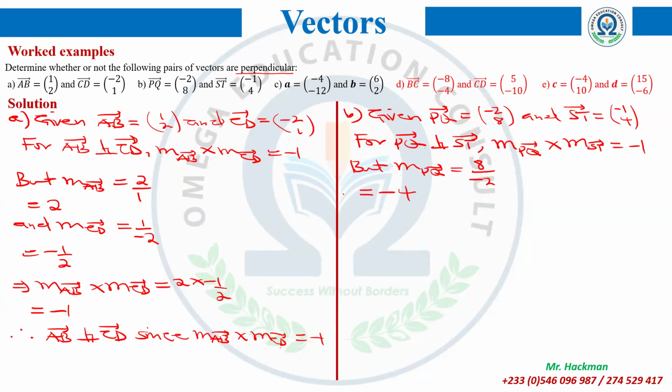Yes, sir. Okay, and the second gradient. So small m of ST will be equal to the y component, which is 4, over the x component, which is -1. So this gives us -4. Am I right? Yes, -4.